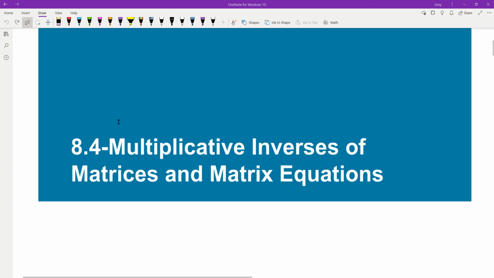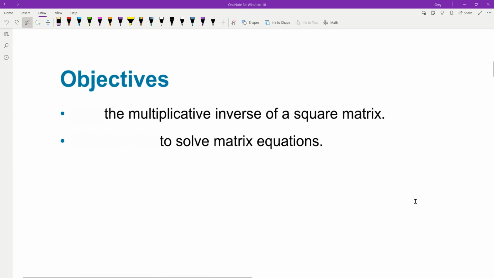Hello again, this is Miss Nakayama, and this is the last lesson for Chapter 8, Matrices. We're doing 8.4 Multiplicative Inverses of Matrices and Matrix Equations. So it's a further development of what we just covered in the last section.